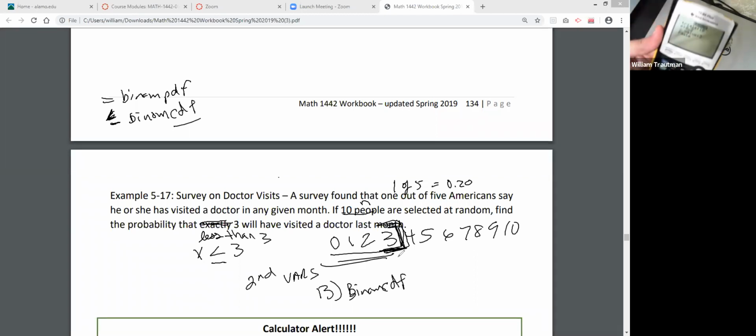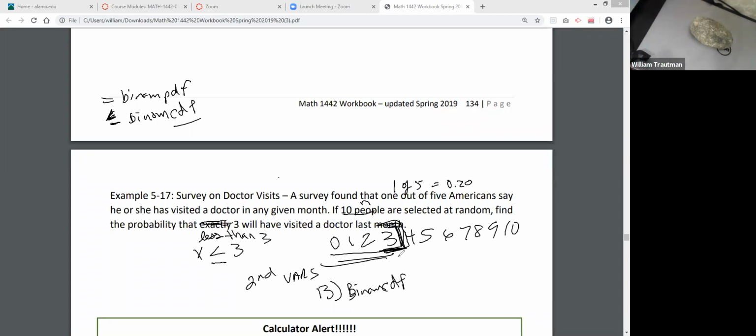So there's what I typed into my calculator. Trials is 10, probability is 0.2, value is 3. And once again, I hit second vars and I went to B, binomial CDF. CDF means less than or equal to. Hit enter. All those are in. Hit enter and hit enter one more time. And there's our answer, 0.8791.